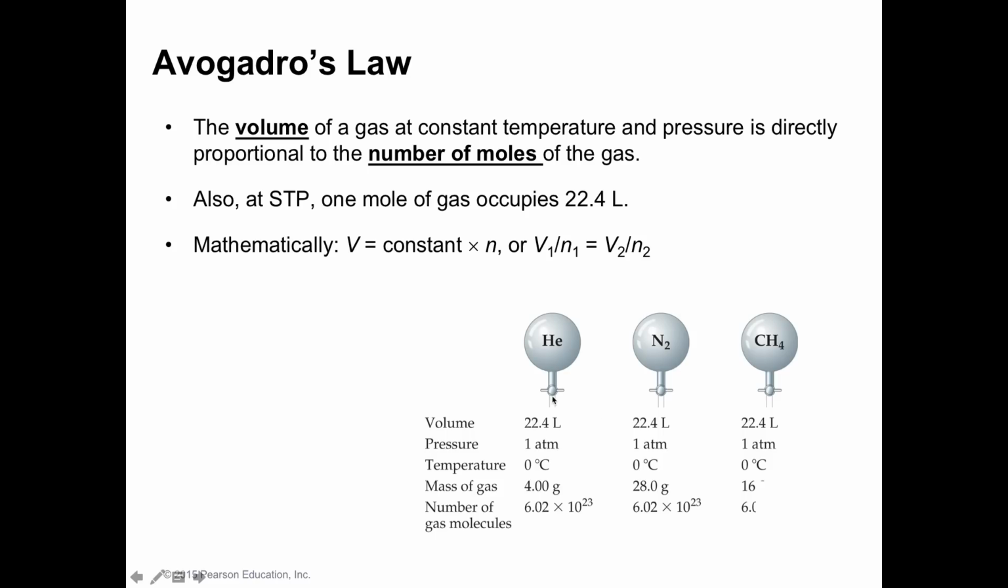So that tells us that the volume of a gas at a particular temperature depends only on the number of moles, not on the molecular weight. If you look here, we can compare helium, nitrogen, methane. They've all got the same volume, the balloons are all the same size, they're all at the same pressure, and they're all at the same temperature. You notice here the masses are different, but the number of gas molecules is exactly the same in each case.